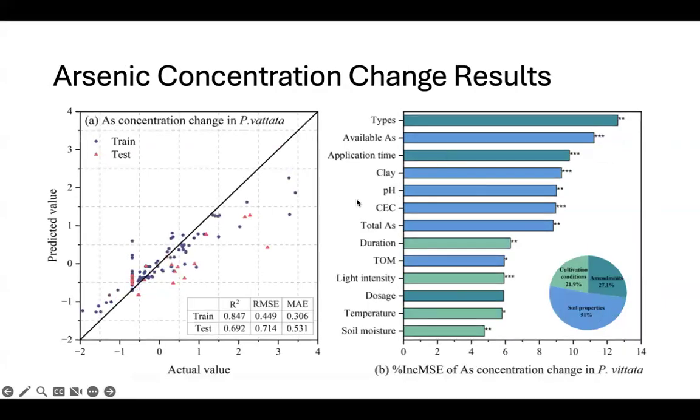And for the arsenic concentration change results, again, the R-squared value was close to 1 for the training set, but not for the test set. And the RMSE and MAE values were low for both the training and test. The most impactful factors for the arsenic concentration change were types of amendments, available arsenic in the soil, and application time.